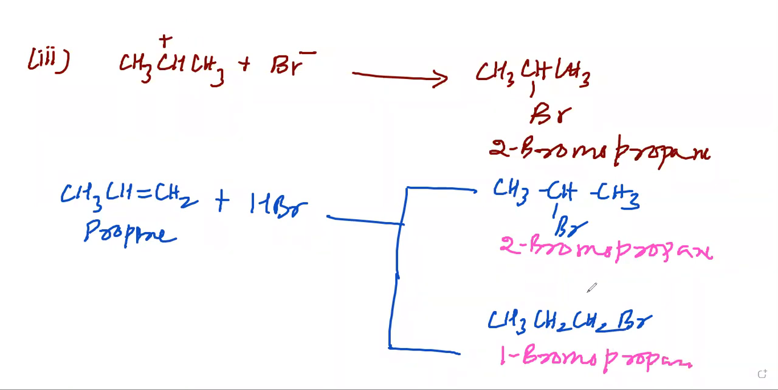But this product is major. So majorly we will get this product, and we will get a minor or very small amount of 1-bromopropane. So this is how, my dear student, we understand the mechanism of the addition of HBr to propene. Now, my dear students, if you have any doubt, you can ask.